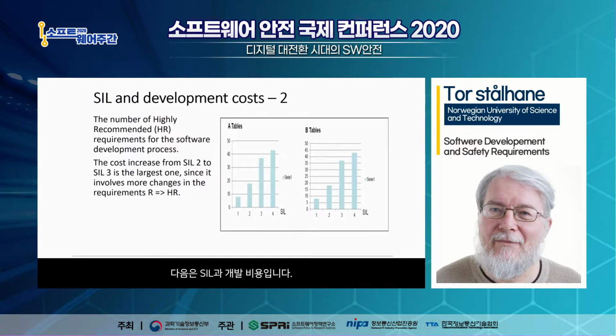SIL and development cost. The number of highly recommended requirements for the software development process. And the cost increases from SIL 2 to SIL 3. Pretty much, you see, it's not so much from the others. As we get more and more higher SIL level, we get more and more tables relevant or actions relevant, and the cost will increase.